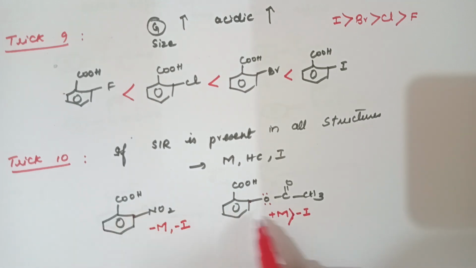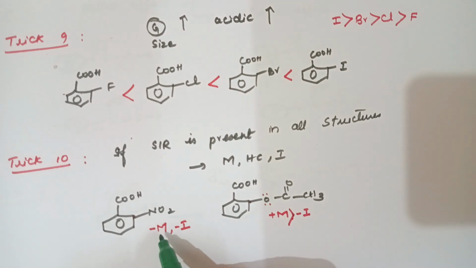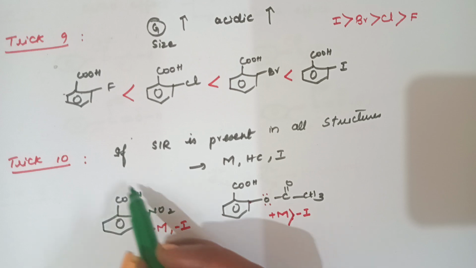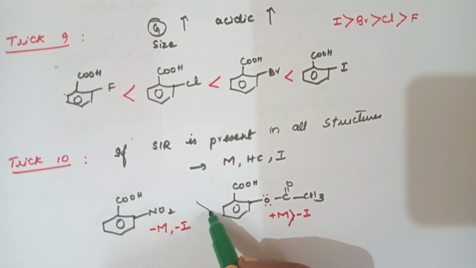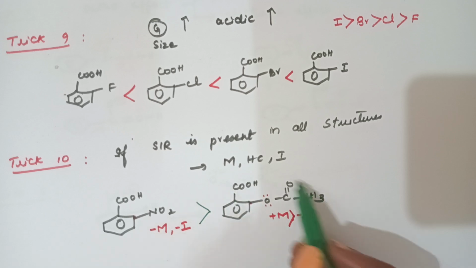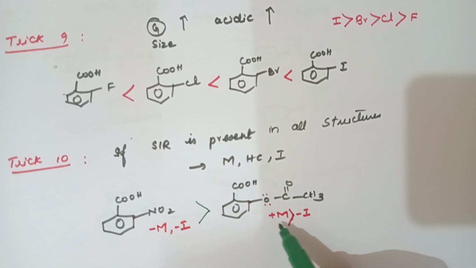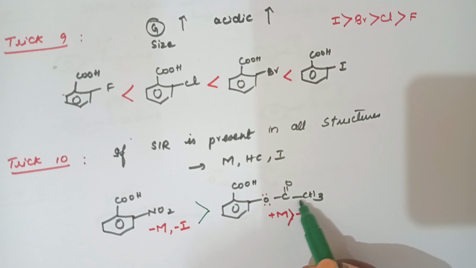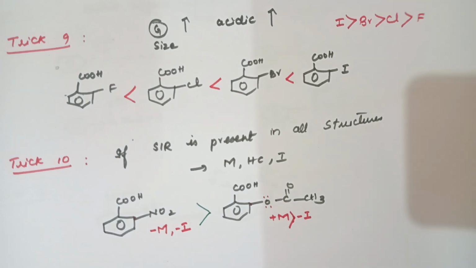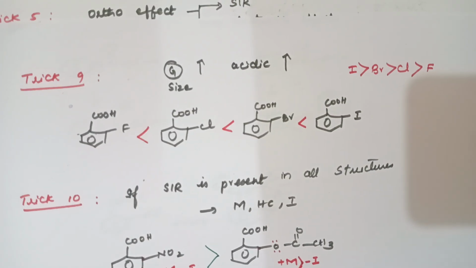So which is more acidic when you compare these two acids? If an electron withdrawing group is present, that will be more acidic in nature. So here minus M is electron withdrawing group. So this acid will be more acidic when compared to this, where an electron donating group is present. So this is how we find the strength of the acid.